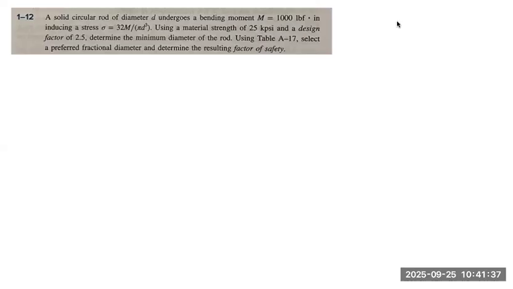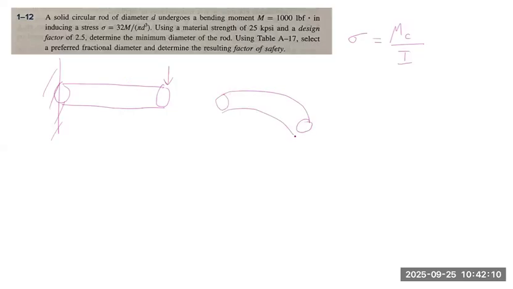First of all, let's draw a diagram of this problem. We have a circular rod of diameter d, undergoes bending moment M, and it induces a stress of that. And this equation is from the form sigma equals Mc over I. So we can know that it probably undergoes some bending like this, attached to a wall maybe. And this induces a normal stress because when a beam is bent, some stress elements are under compression and others are under tension.